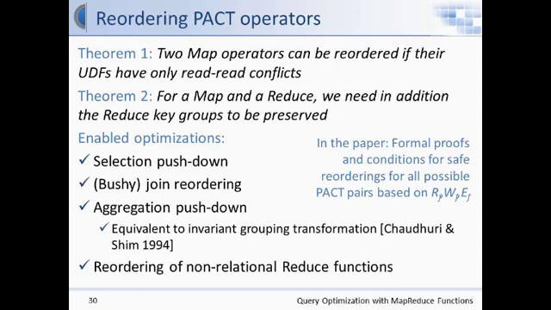Very briefly, we can formally prove that we can reorder two map functions if we don't have any write-write or read-write conflicts on their columns. So only if you have read-only conflicts, this can be safely reordered. You can reorder a map and a reduce function if that condition is true, and in addition to that, the map function preserves the key groups.